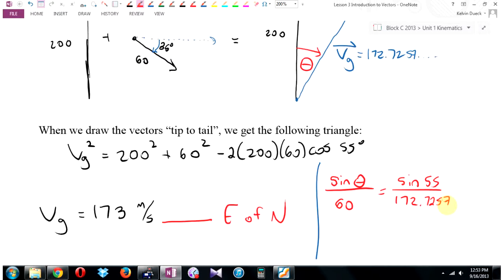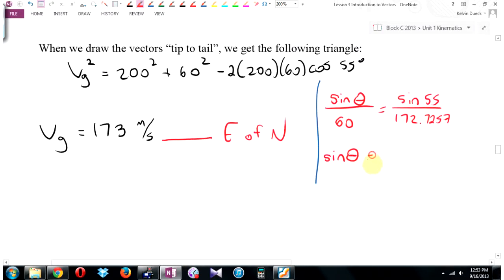Yes, this is 1 fraction equals 1 fraction. Yes, that means I can move the 60 up in front of the sine 55. Yes, I'll get this. The sine of the mystery angle equals 60 times the sine of 55 divided by 172.7257.